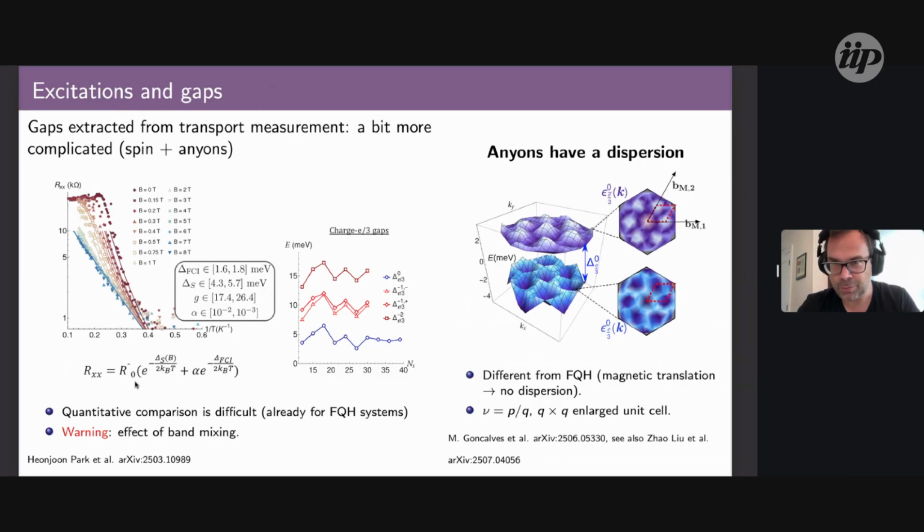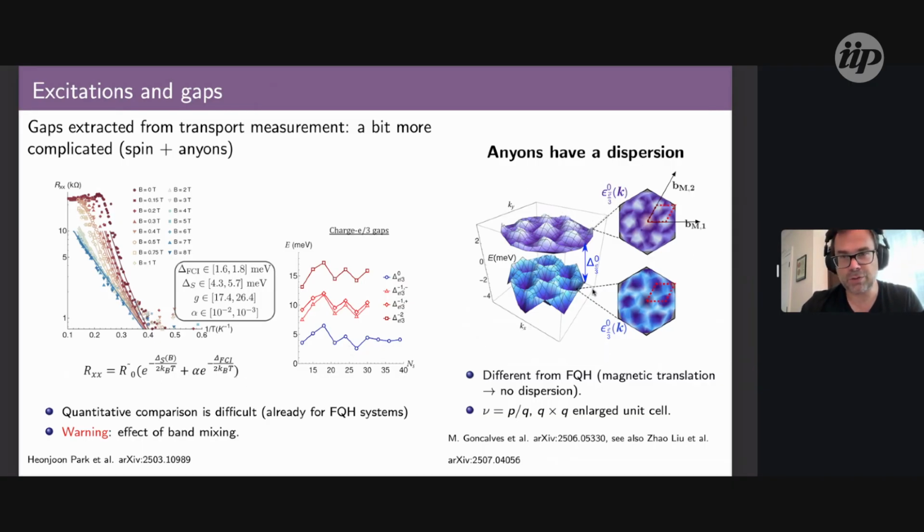It's not completely trivial, and we know quite well for the fractional quantum Hall effect, where we have like 30 years of history trying to extract the experimental gap from numerical results, and we know there is always a discrepancy by a factor typically of 2.